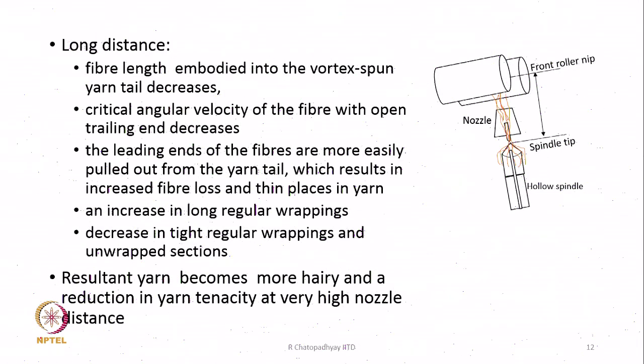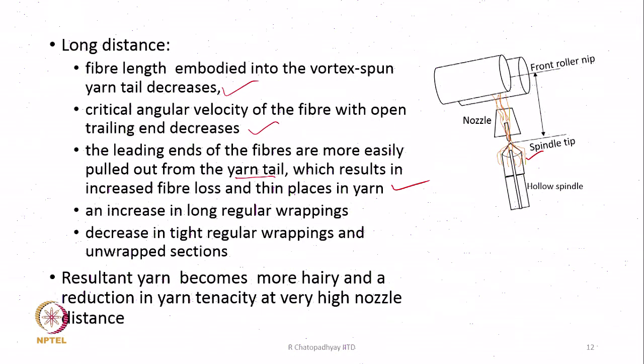And if we go to the other extreme, that is the longer distance, the fiber length embodied in the vortex spun yarn tail will decrease. The critical angular velocity of the fiber with open trailing end is also going to decrease. The leading ends of the fibers are more easily pulled out from the yarn tail, which results in an increase in fiber loss and thin places in the yarn. As I said, these are the hanging fibers.